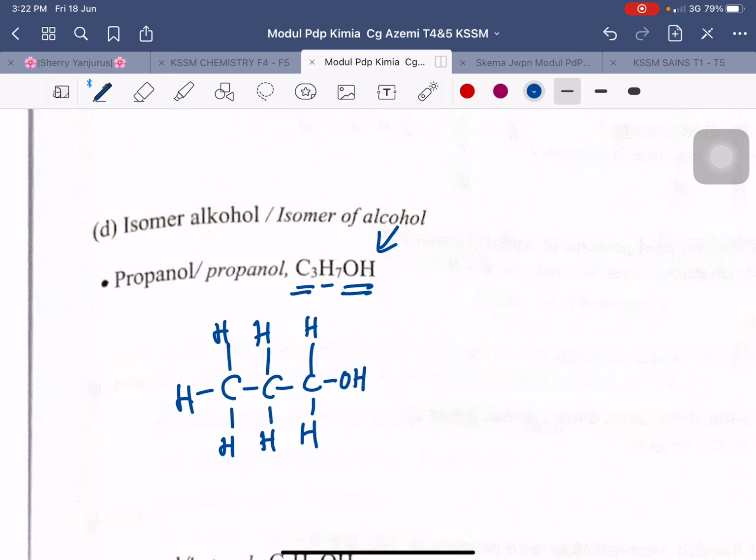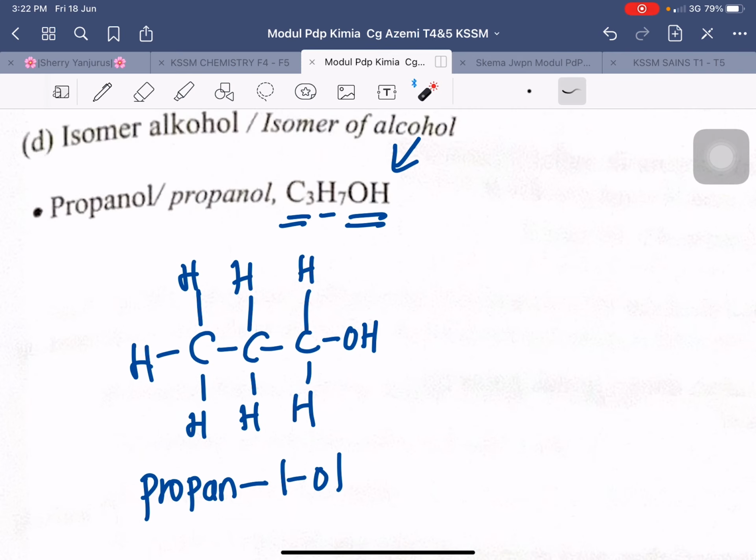Okay, so the name is propan-1-ol. Why is it propan-1-ol? Remember, the functional group, ini kan functional group for alcohol, hydroxyl. The functional group will always get the lowest number. So 1 lah, it's attached to the first carbon. That's why the nama is propan-1-ol.